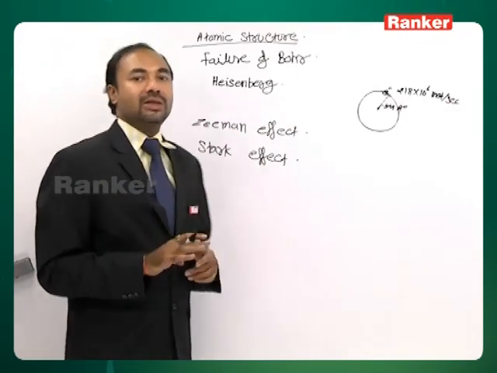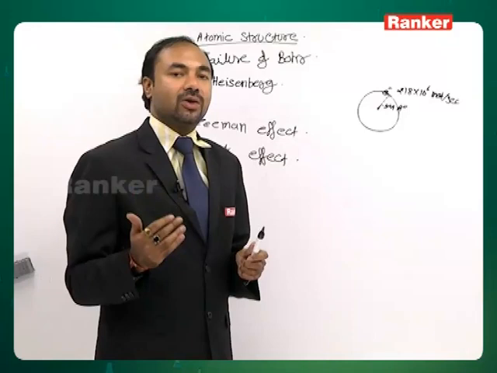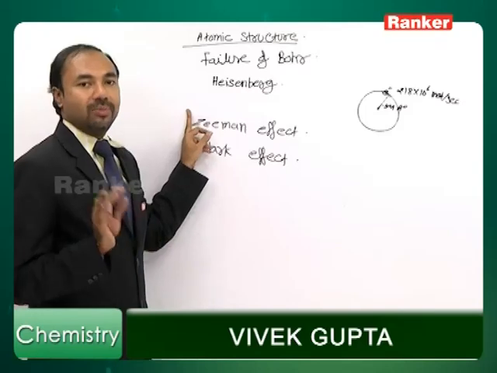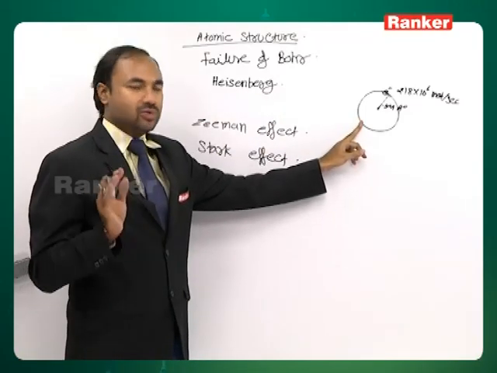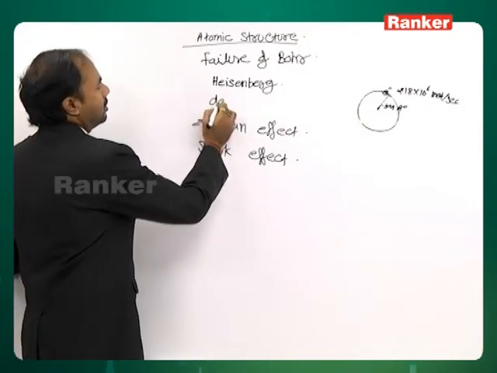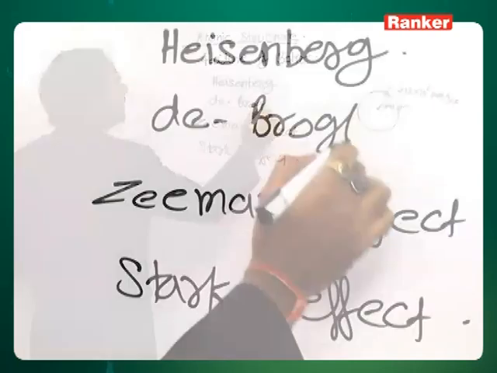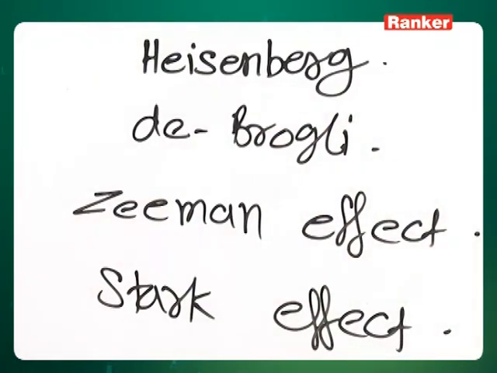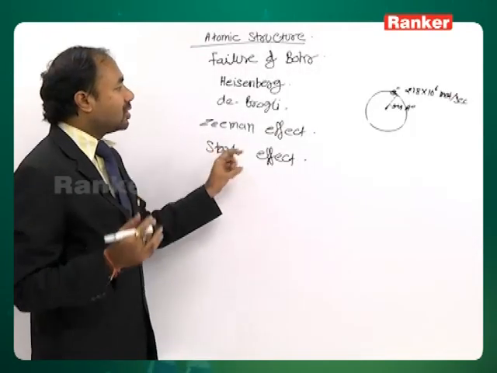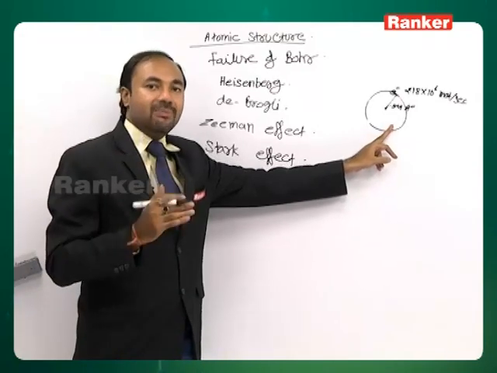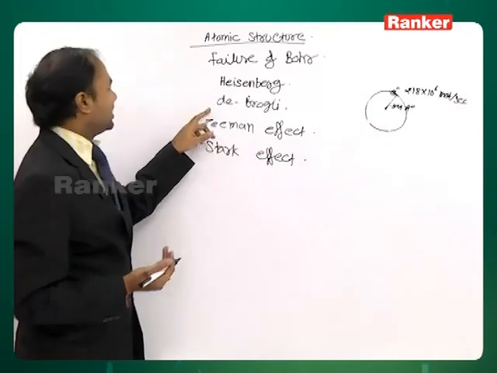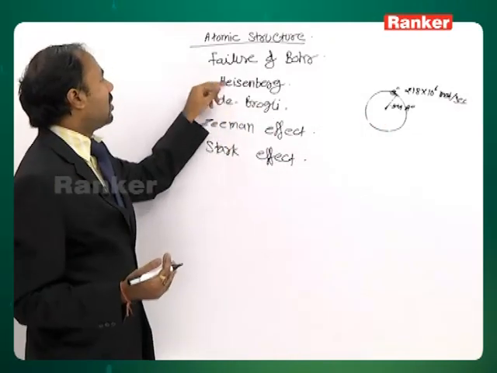Third thing, Bohr's model failed to explain the spectra of multi-electron systems. Other thing, Bohr considered electron to be only a particle, nothing else, while de Broglie said that electron can behave both as a wave as well as a particle. So he did not consider the dual nature of electron, only the particle nature, which again became a problem for Bohr. Now, we'll discuss de Broglie first. After that, we come to Heisenberg.